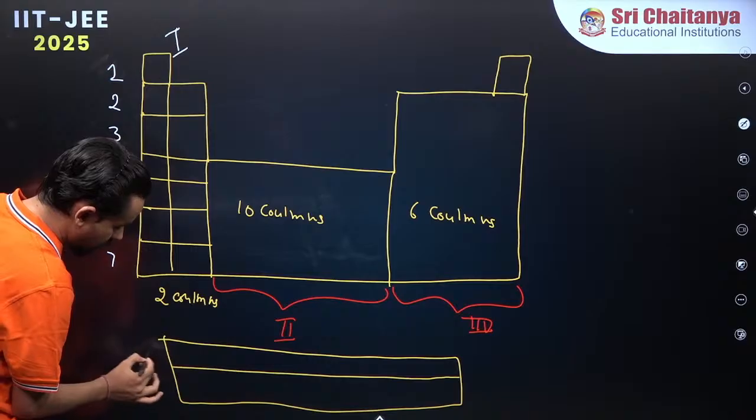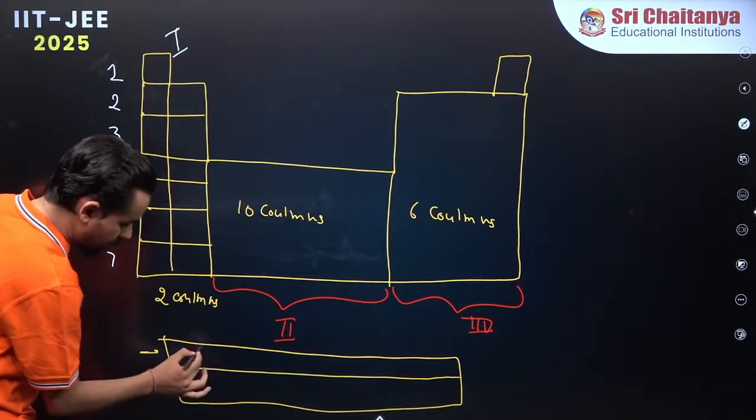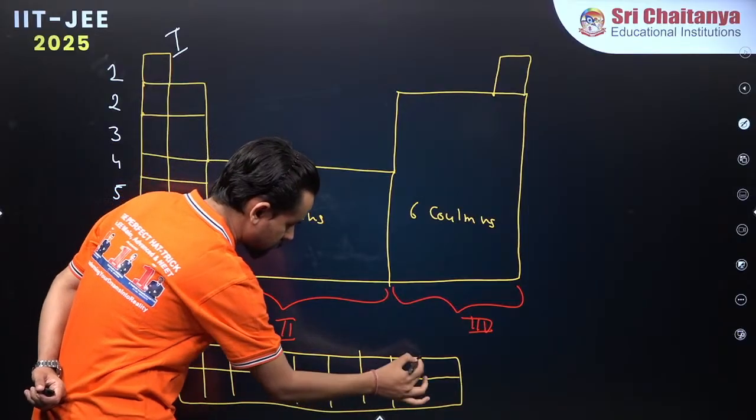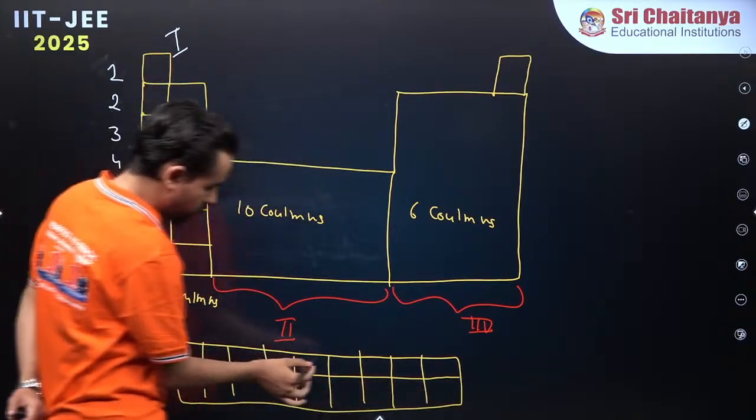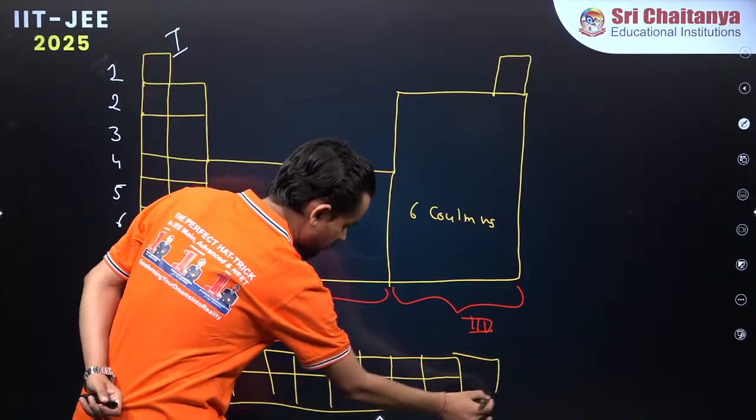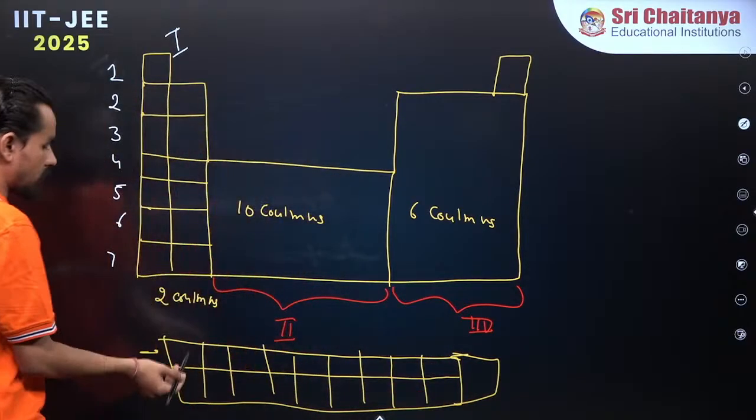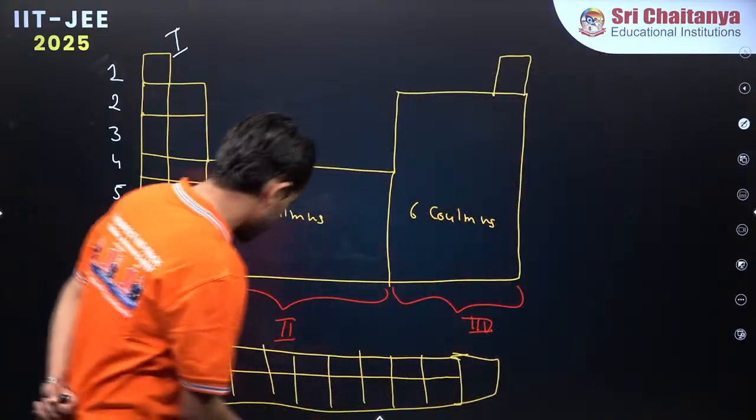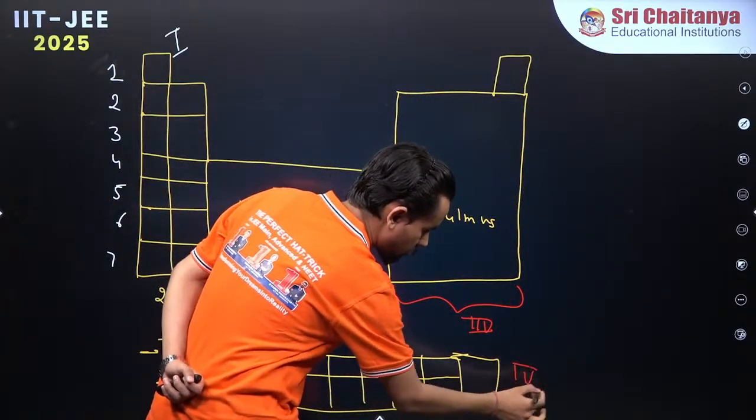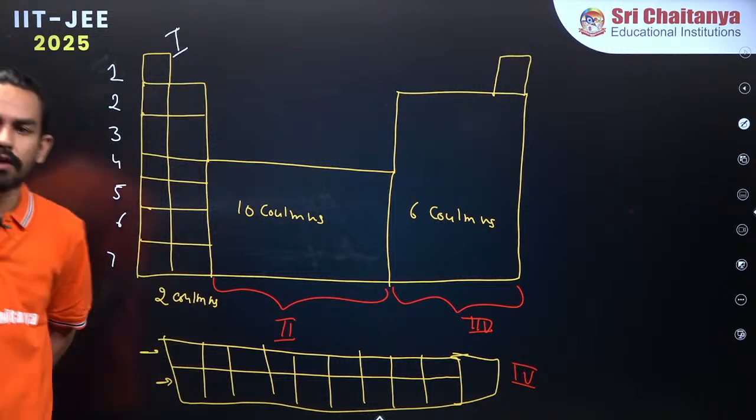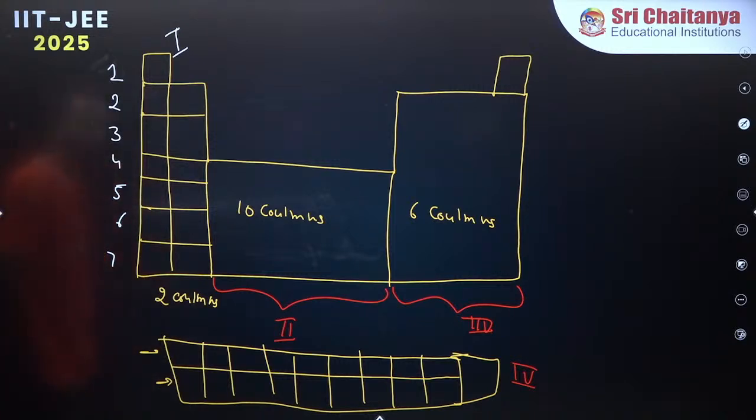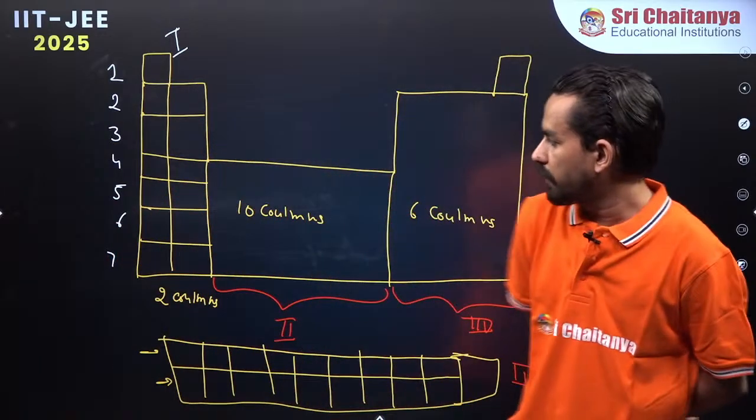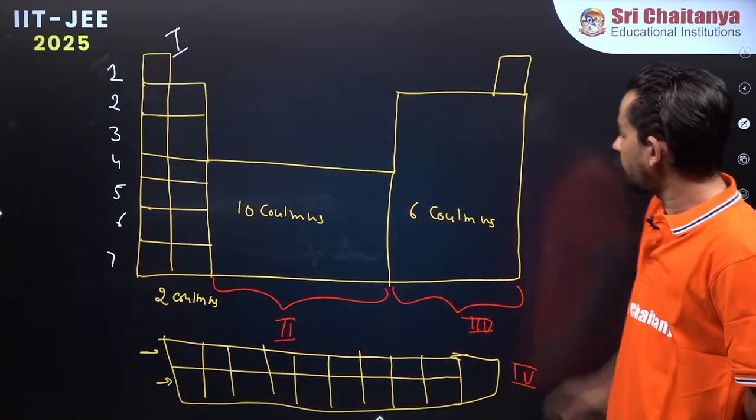Here also 2 rows are there and 10 columns will be there. 1, 2, 3, 4, 5, 6, 7, 8, 9, and one more. Okay, this is, you can say, area number 4. This is the basic structure of the periodic table that we have to know. This kind of structure is the basic idea or basic form of the structure of the periodic table.